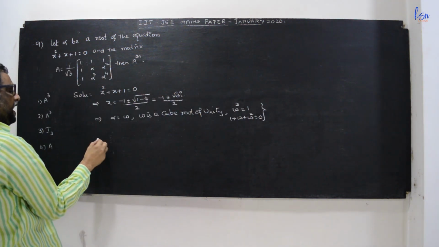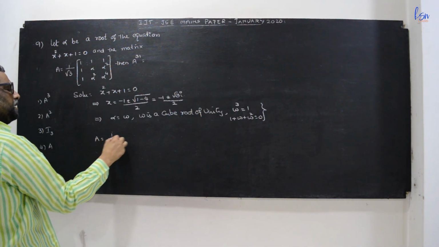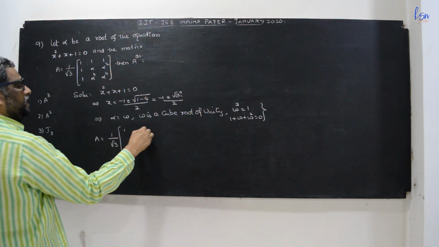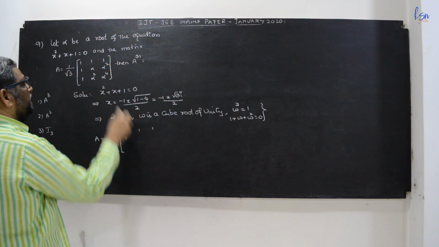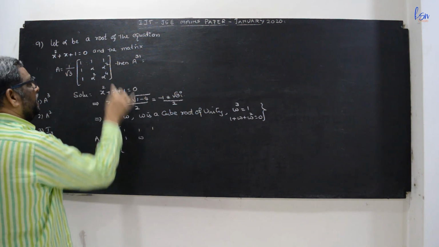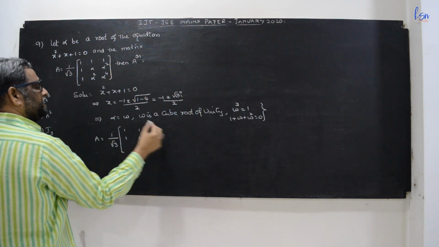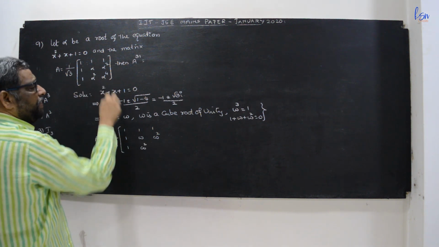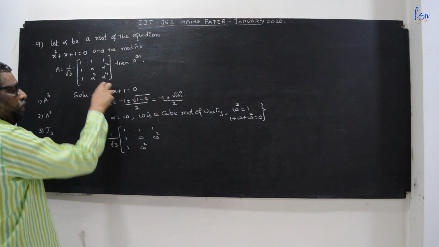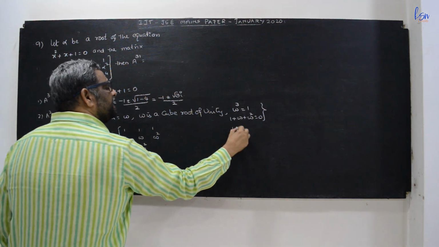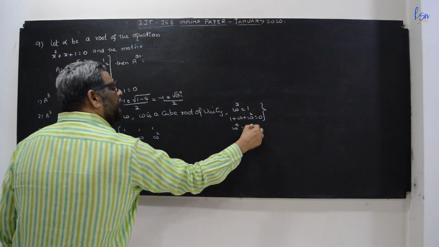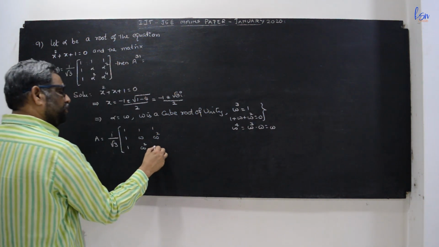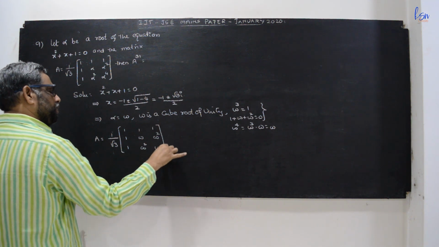Now we will consider A. A is equal to 1 by root 3 into the matrix 1, 1, 1; 1, alpha, alpha square; 1, omega square, alpha power 4. Omega power 4 is equal to omega cube into omega, so you can write omega. Like this you can simplify. This can be taken as omega.